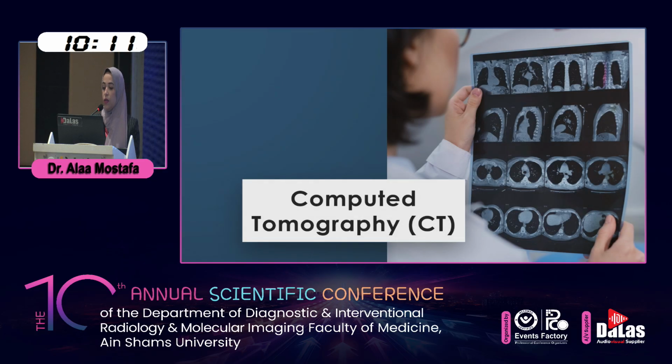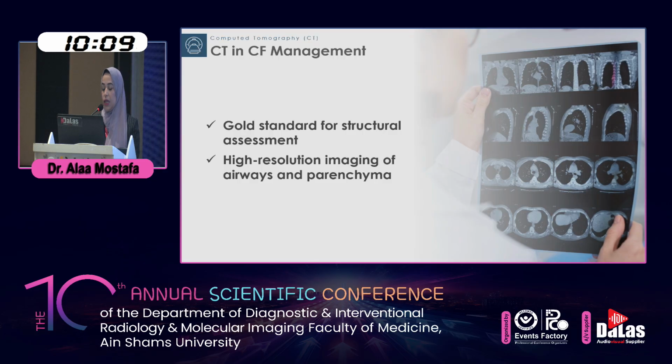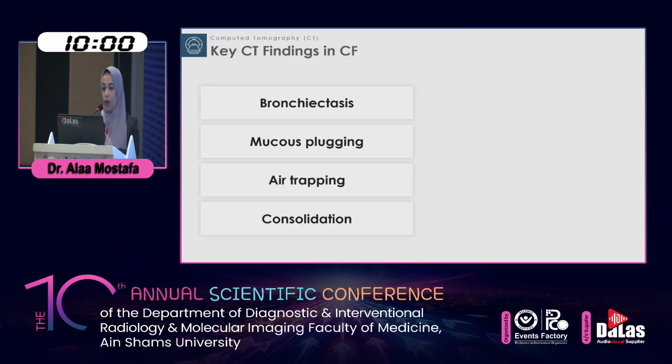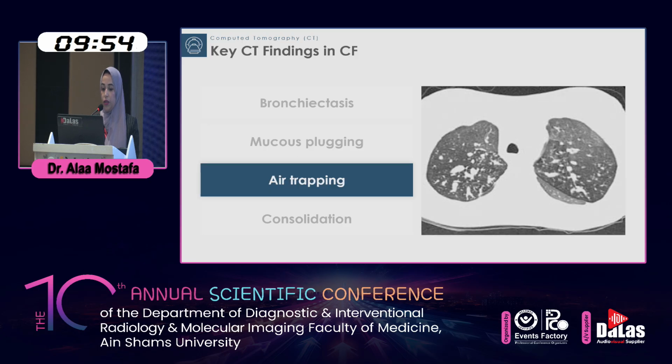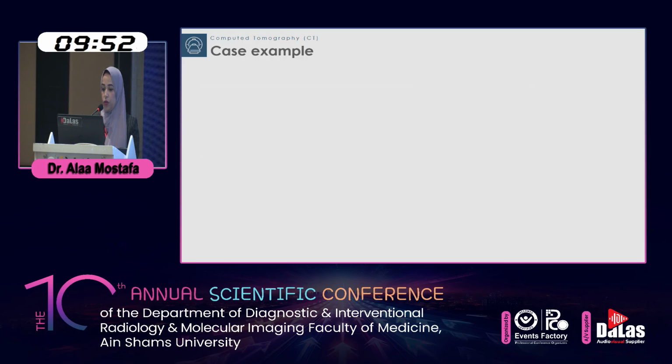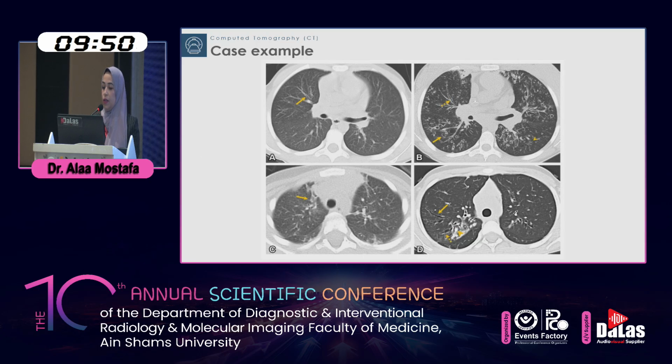Now, we will discuss the computed tomography role. CT is the gold standard for assessing structural lung damage in cystic fibrosis. It provides high-resolution images of airways and parenchyma. Key CT findings in cystic fibrosis involve bronchiectasis, mucus plugging, air trapping, and consolidation. Here is a case example showing CT monitoring of disease progression in 2 patients with cystic fibrosis.